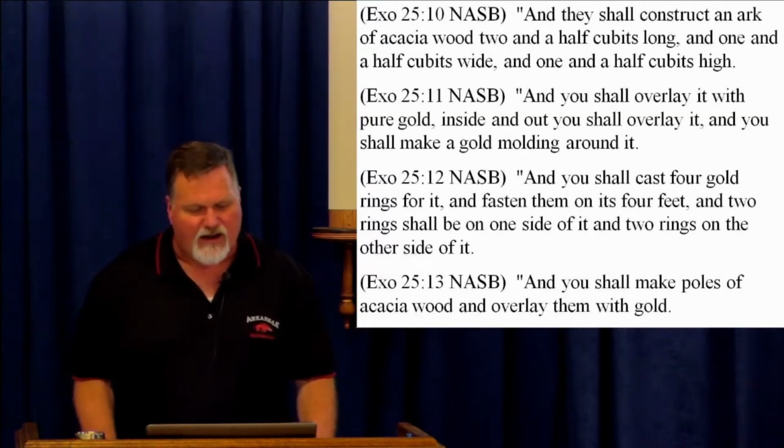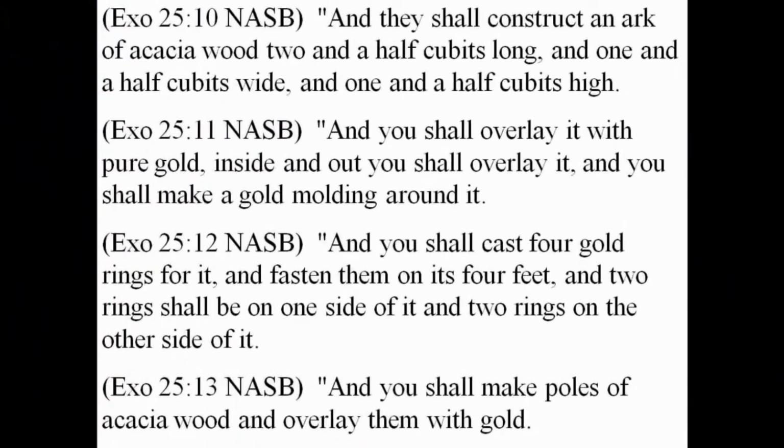In Exodus 25, verse 10, and they shall construct an ark of acacia wood, 2.5 cubits long, 1.5 cubits wide, and 1.5 cubits high. You shall overlay it with pure gold, inside and out. You shall overlay it. You shall make a gold molding around it. You shall cast 4 gold rings for it and fasten them on its 4 feet. And 2 rings shall be on one side of it and 2 rings on the other side of it. You shall make poles of acacia wood and overlay them with gold.